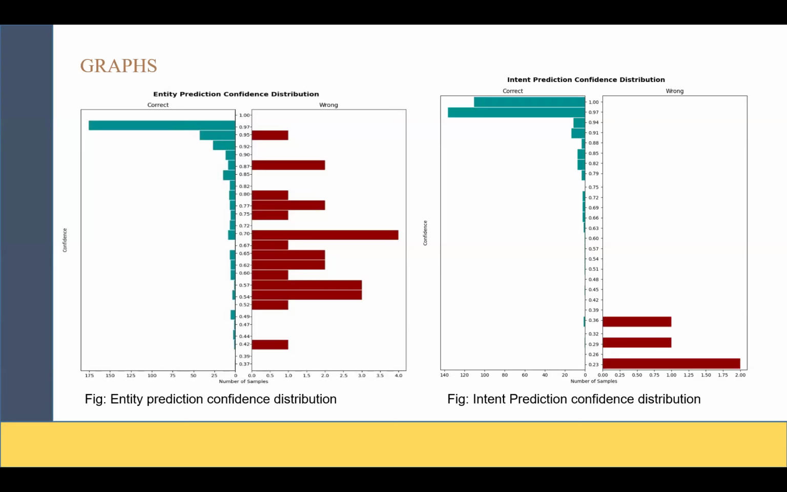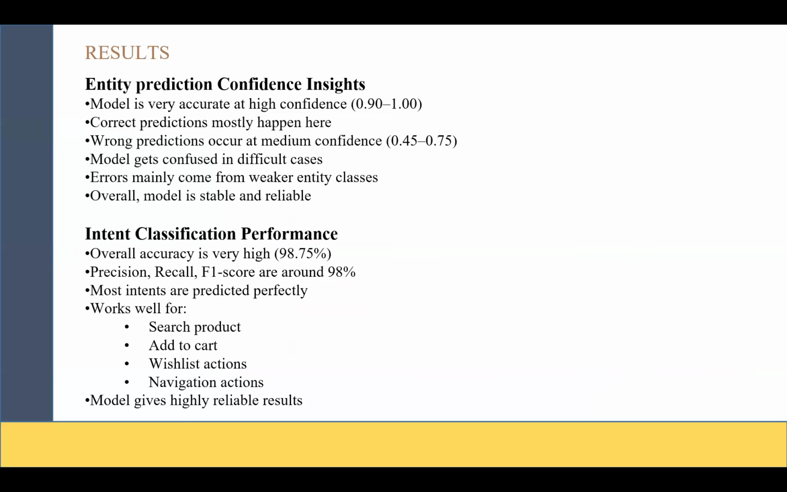And a confidence check was also performed, where most of the correct predictions fall in the high confidence range of 0.9 to 1. Incorrect predictions were occurring mainly in the 0.45 to 0.75 confidence range. And for the entity prediction confidence distribution also, the same pattern was shown. And we validated the model using Rasa's built-in testing framework, where we made a comparison between the actual labels and the predicted labels. And these are some of the results of it.